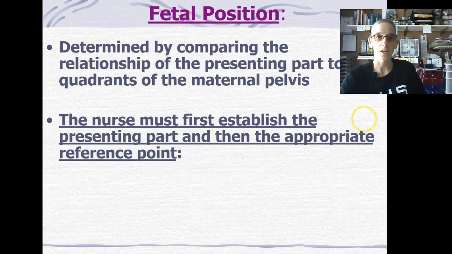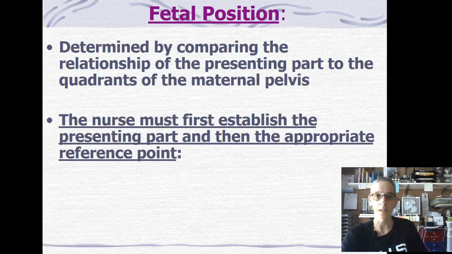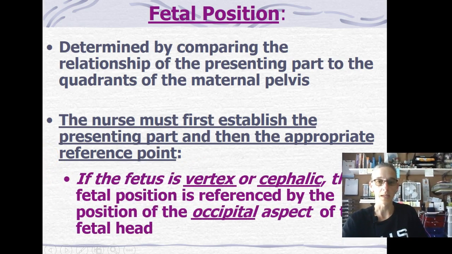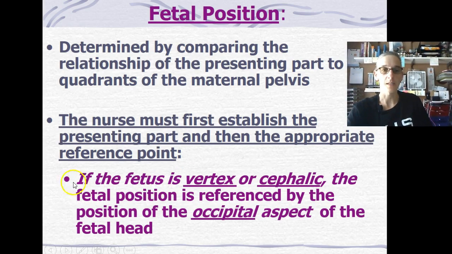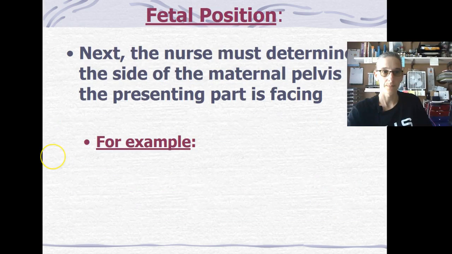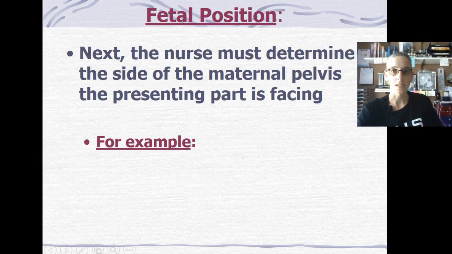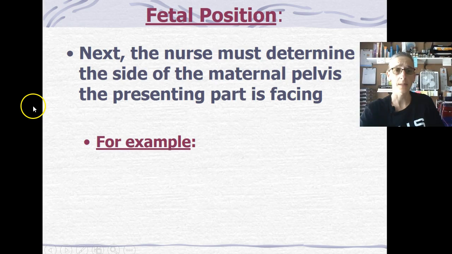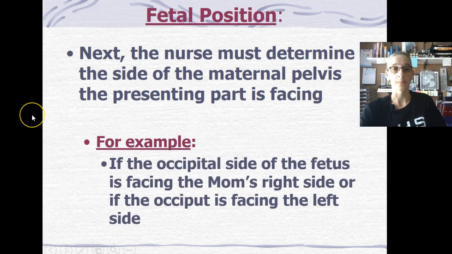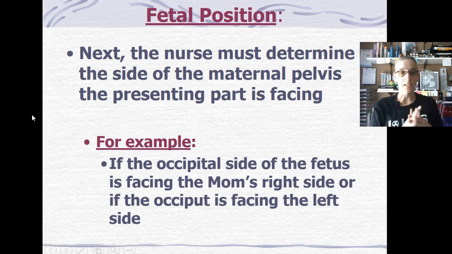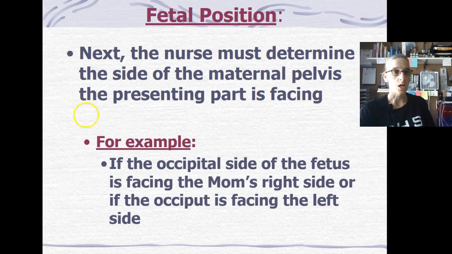All right, fetal position is determined by comparing the relationship of the presenting part to the quadrants of the maternal pelvis. So the nurse must first establish the presenting part and then the appropriate reference point. If the fetus is vertex or cephalic, the fetal position is referenced by the position of the occipital aspect of the fetal head. Next, the nurse must determine the side of the maternal pelvis that the presenting part is facing. For example, if the occipital side of the fetus is facing the mom's right side, or if the occiput is facing the left side, that's how we're going to call it.